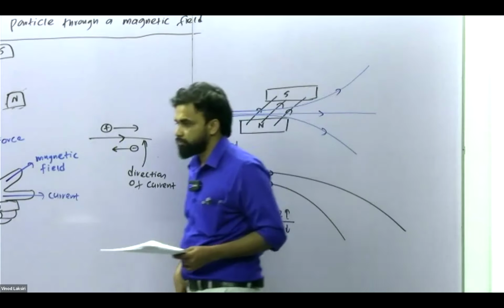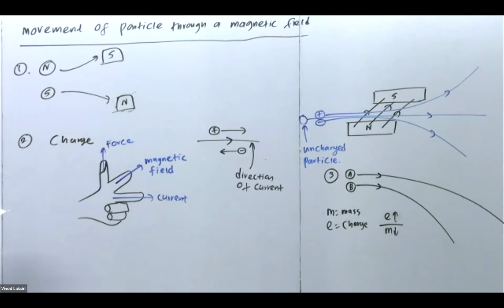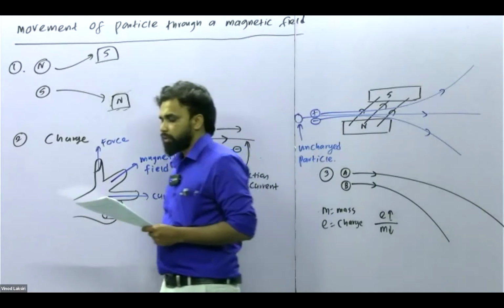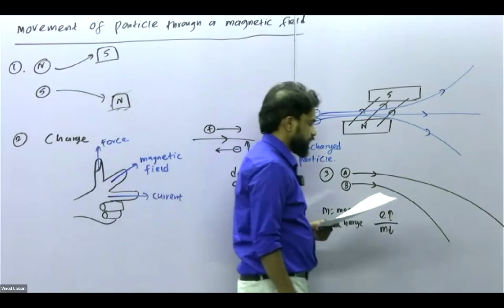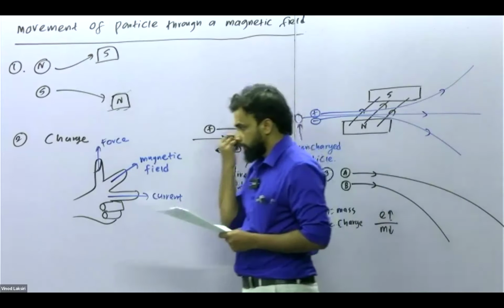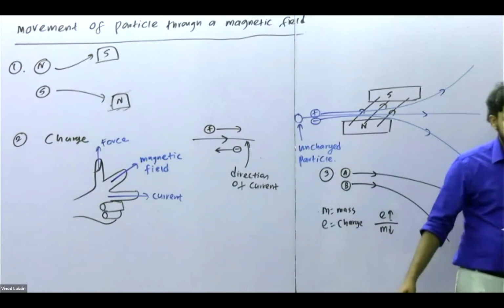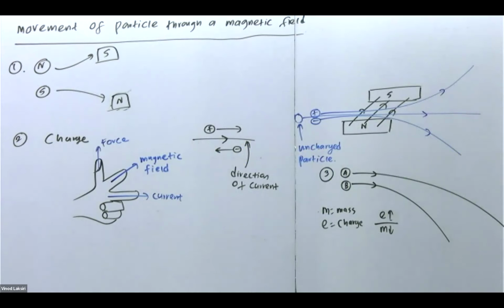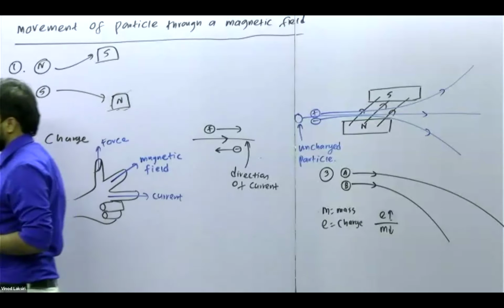Okay, write down the first point. A particle having N magnetic property deflects towards the S magnet, while a particle having S magnetic property deflects towards the N magnet, right?